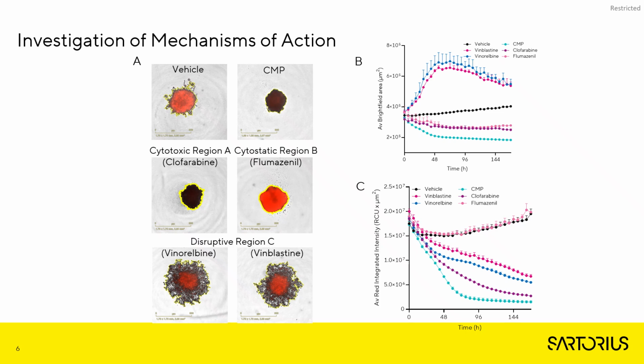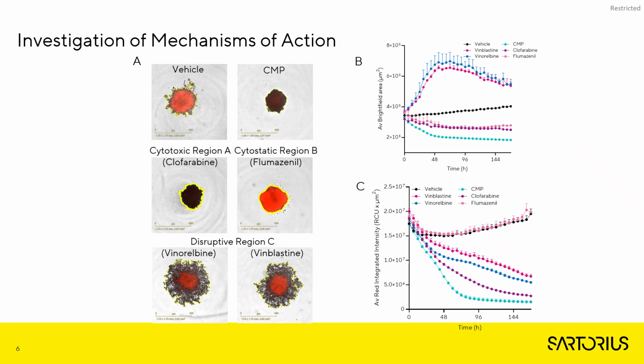Clofarabine, which targets deoxycytidine kinase and DNA polymerase, mimics the CMP cytotoxic response as shown in both the image and in the time course graph, which is the purple line. Flumazenil, targeting GABA receptors, displays a more cytostatic profile with a similar reduction in spheroid size as clofarabine, but no effect on viability, shown here in the pink line.